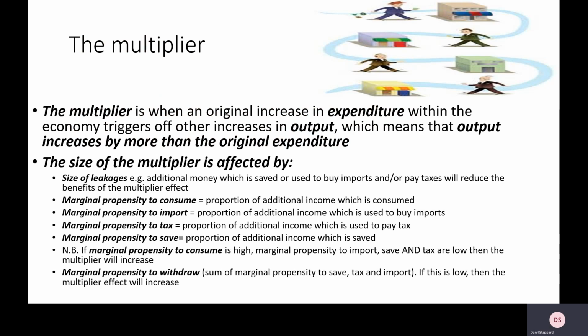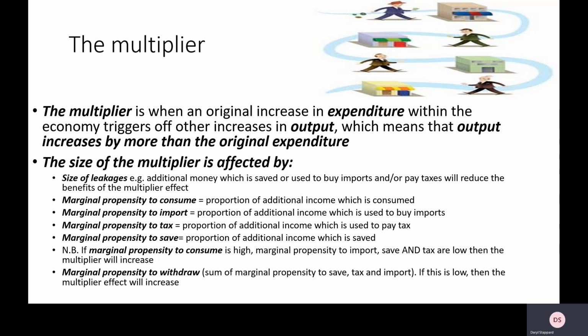Right, okay, so let's think then about what the multiplier effect actually is. All it is when an original increase in expenditure triggers off other increases in output. Now, what this will mean is that when you have a multiplier effect, the economy will grow by more than the original injection into the economy. So if we were to inject £1 billion into the economy, a multiplier effect might mean that output actually grows by £2 billion. Okay, so it's where economies will grow their national income by more than the original injection.